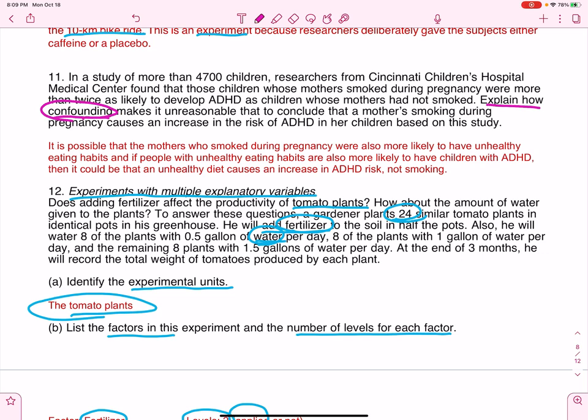Just because there's an increase in mothers smoking and there may be an increase in her child developing ADHD, that's not necessarily going to be the reason, because it may be possible that mothers who smoke during pregnancy might also have other unhealthy eating habits. Or maybe they don't work out or they don't take care of themselves the way they should. So it's likely that there are other things possibly contributing to her child having ADHD. It's not necessarily the smoking.